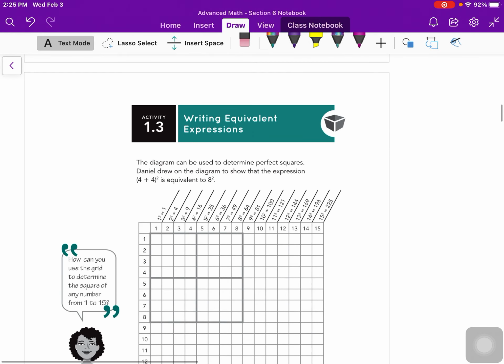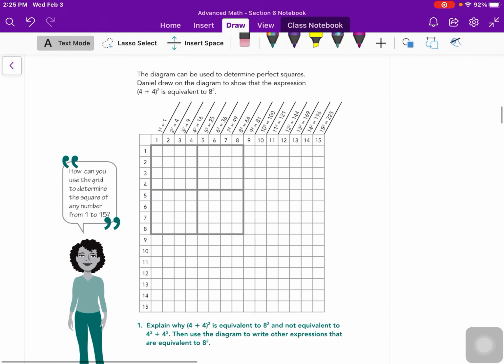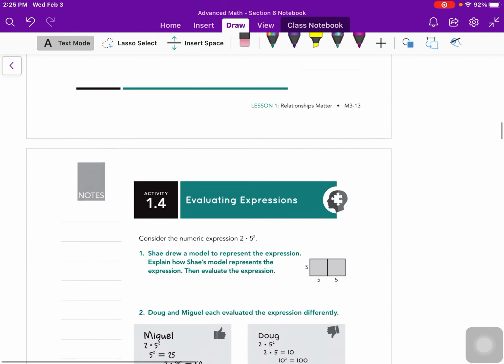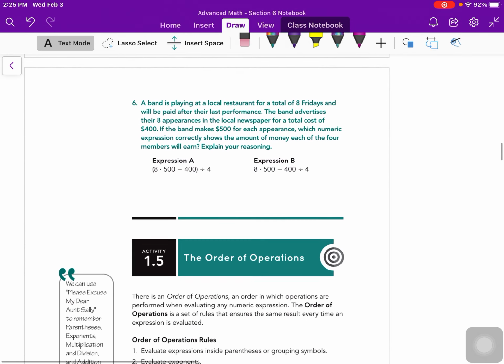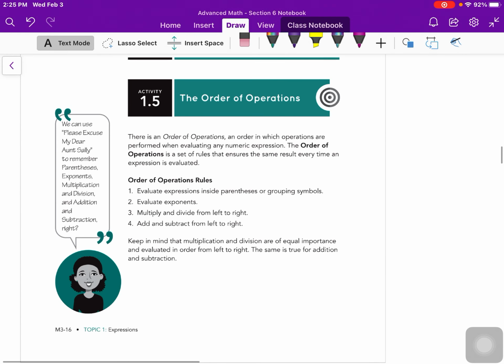Let's skip down. We're going to skip activity 1.2 and 1.3. We're going to come down here, skip 1.4. We get to skip all this stuff. And we get to start here with activity 1.5, order of operations.